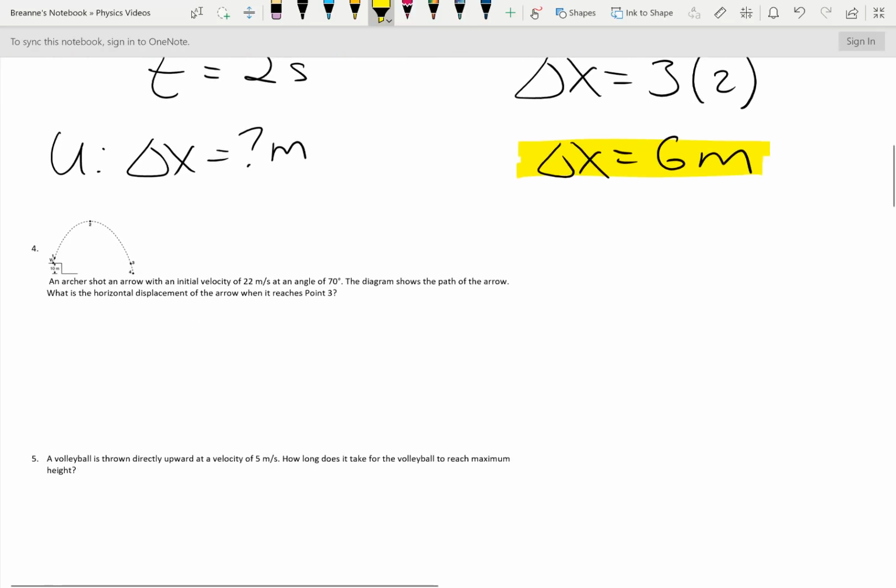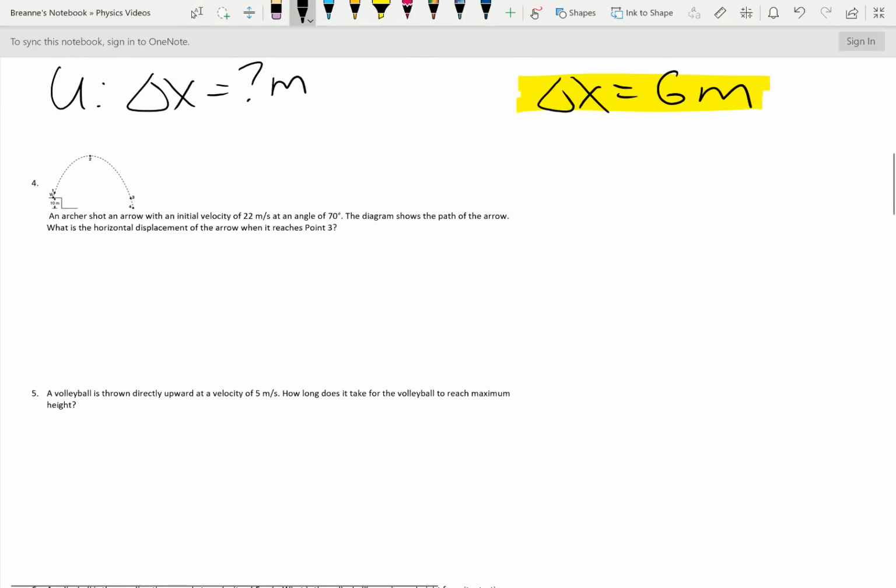There we go. So number 4. An archer shot an arrow with an initial velocity of 22 meters per second and an angle of 70 degrees. The diagram shows the path of the arrow. What is the horizontal displacement of the arrow when it reaches point 3? So point 3 is right there. And if we look at our drawing, point 3 is on the same level as what it's being launched at.